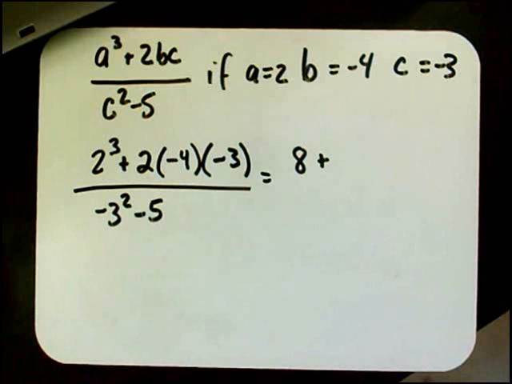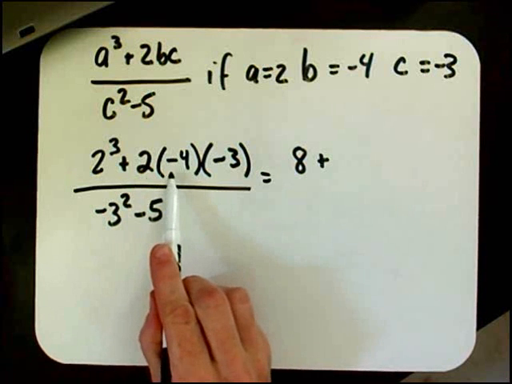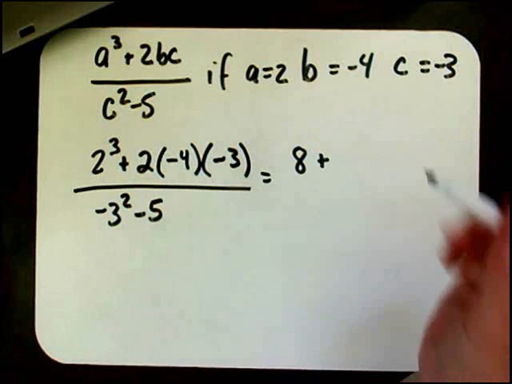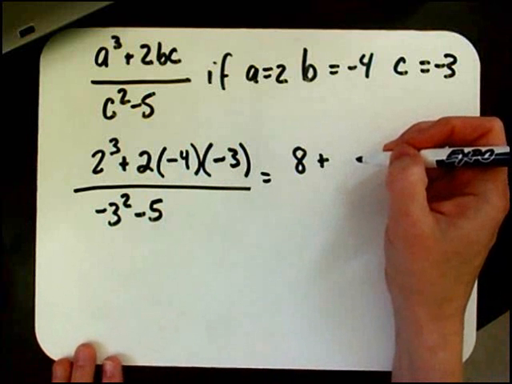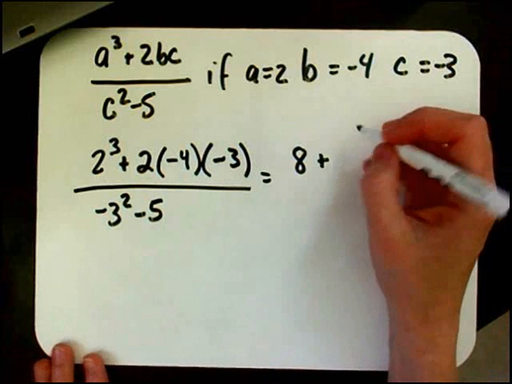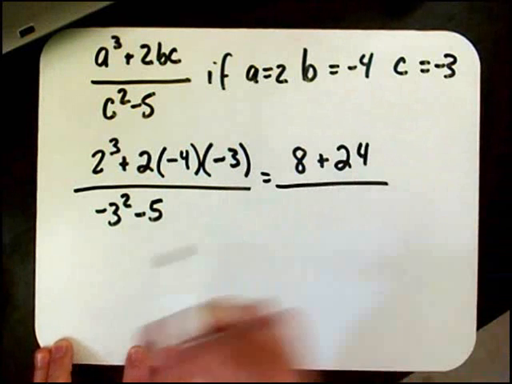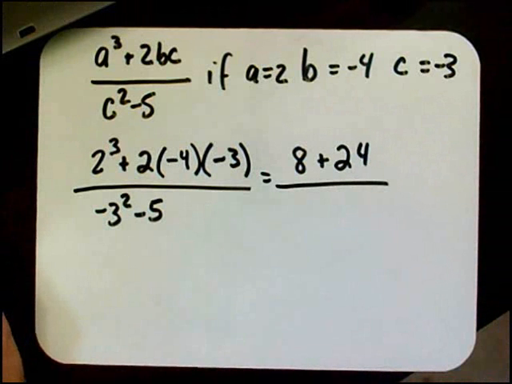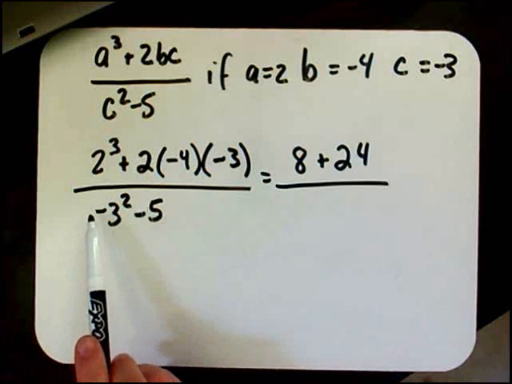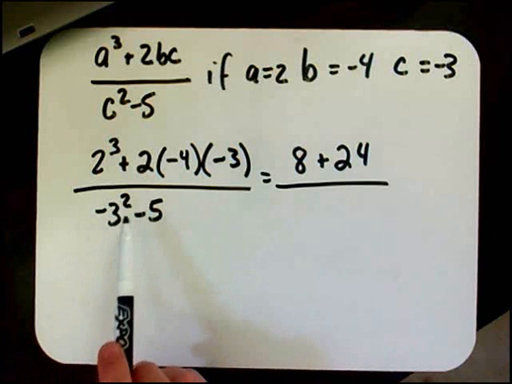And that would be 8 plus -8 times -3. So 2 times -4 is -8 times -3 is 24, because 2 negatives multiplied together make a positive. So now I have 8 plus 24 all over. Okay. Denominator, we have -3 squared minus 5.